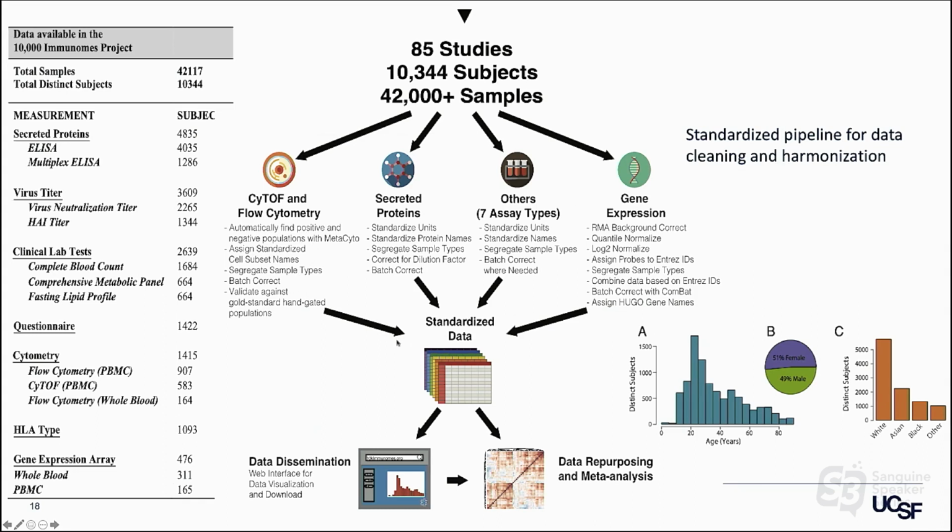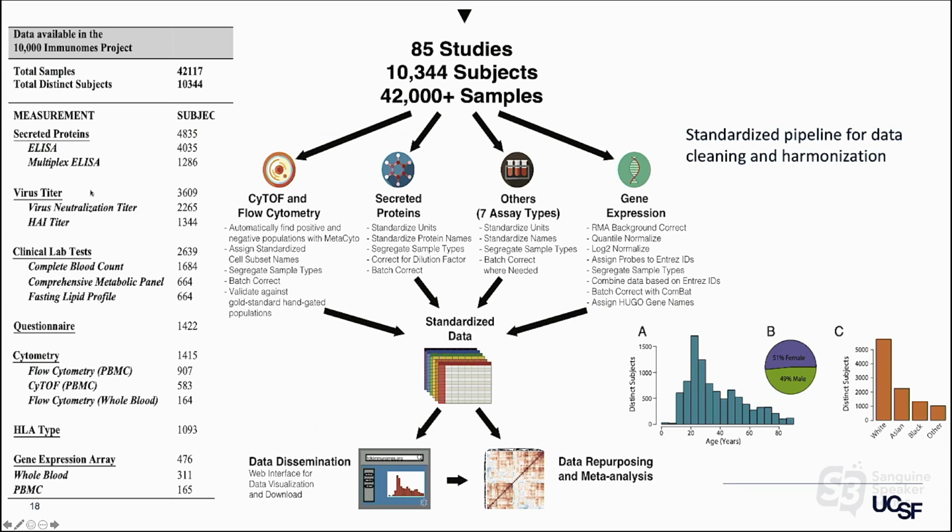So we standardized all of the data. We had a standardized pipeline for data cleaning and harmonization. So basically, automated gating for flow cytometry. We also had to standardize the cell subset names, and then validate against gold standard hand-gated populations. So a lot of data standardization and harmonization went behind all this data curation.